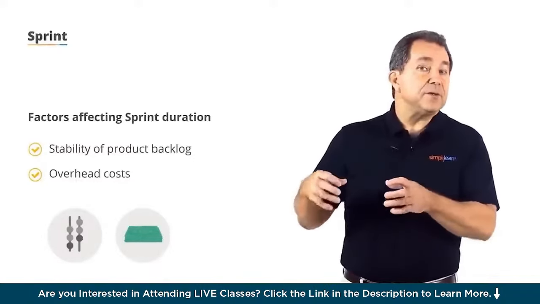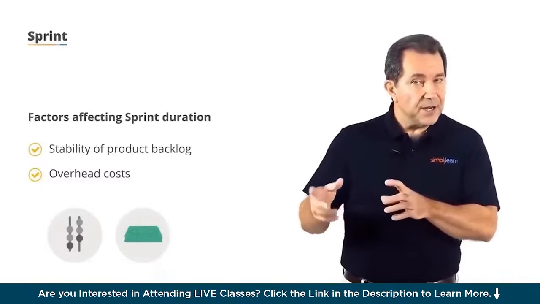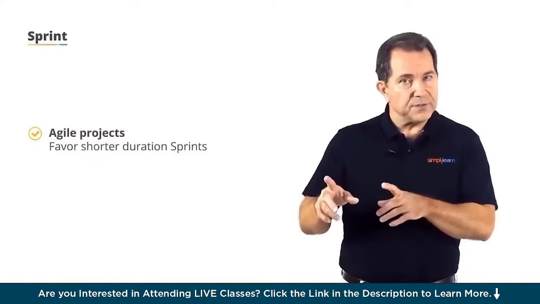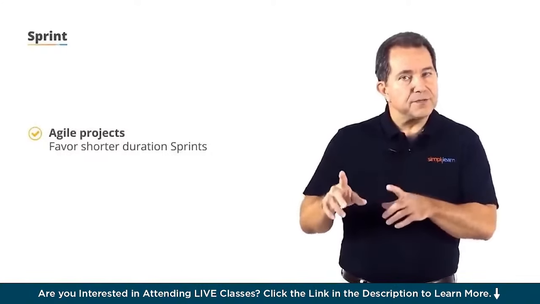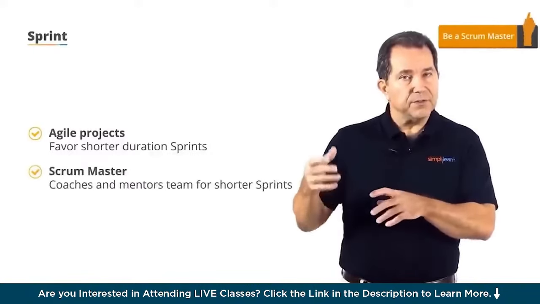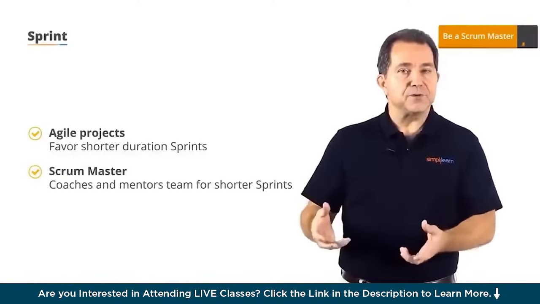A team may be tempted to extend the duration of sprints in an effort to hide their inefficiencies. Remember, Agile projects favor shorter duration sprints, and it is the Scrum Master's responsibility to coach and mentor the team so it can reduce waste, irregularities, and overuse and make the sprint shorter.